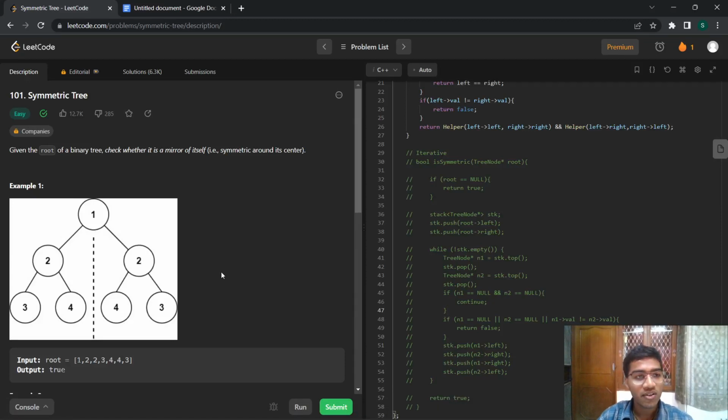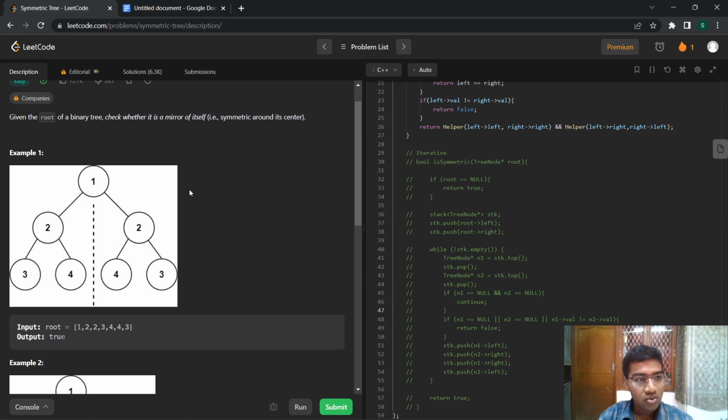My name is Sajid and today we will be discussing problem number 101, Symmetric Tree, of LeetCode. So let us first read the problem statement. The problem statement states that we have the root of a binary tree and we have to check whether it is a mirror of itself, that is, symmetric about its center.